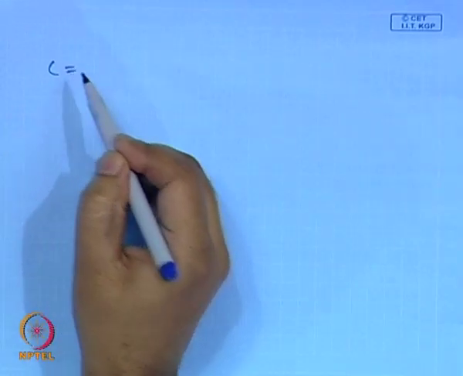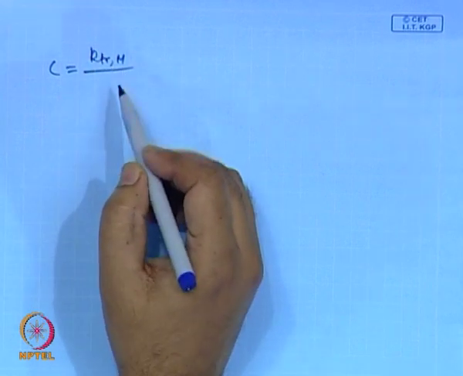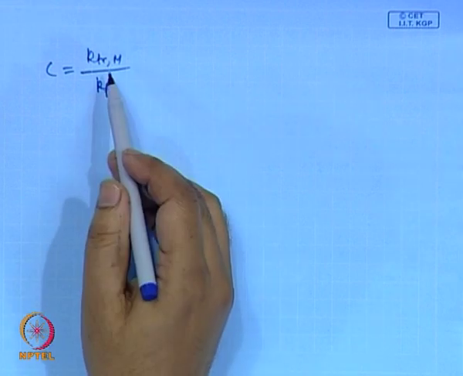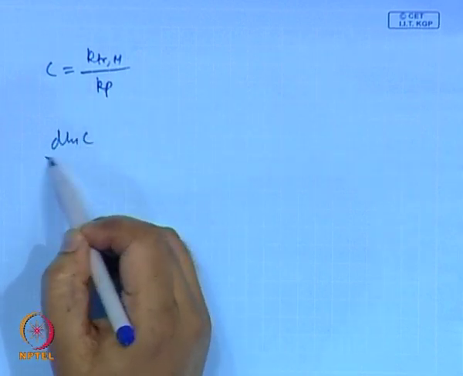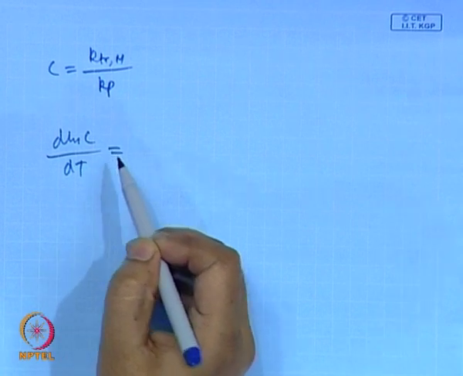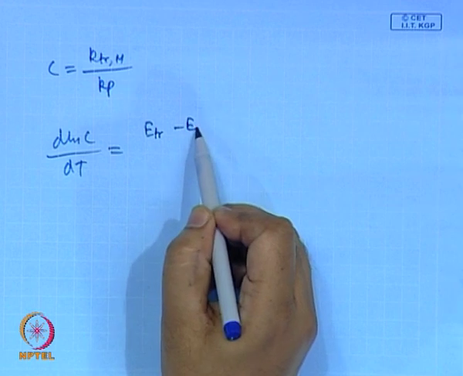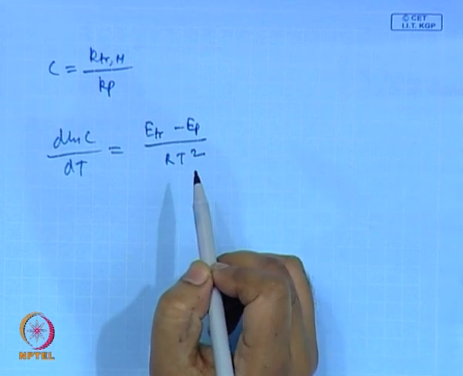Now, if you consider the chain transfer constant, say C for chain transfer to the monomer, it is given by Ktr by Kp. So, d ln C by dT will be given by Etr minus Ep by RT squared.